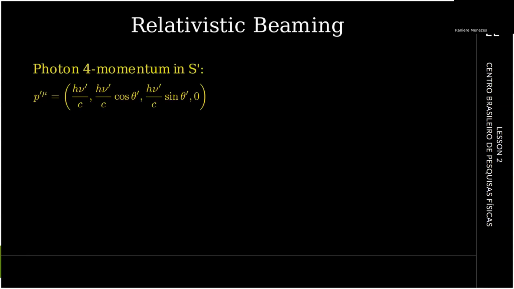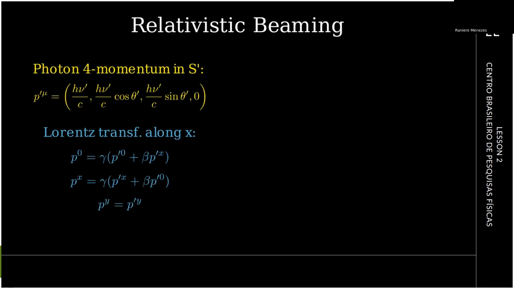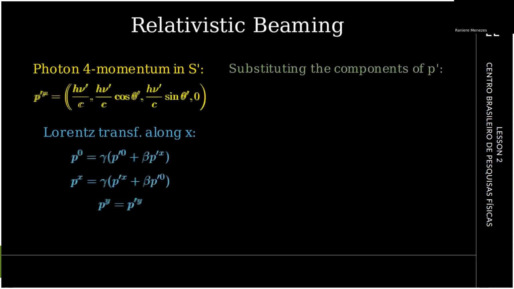Okay, so the four-momentum we can write like this. If you had special relativity classes, you're probably familiar with that. The Lorentz transformations along the x-axis, which is the axis of motion in this case, are those.